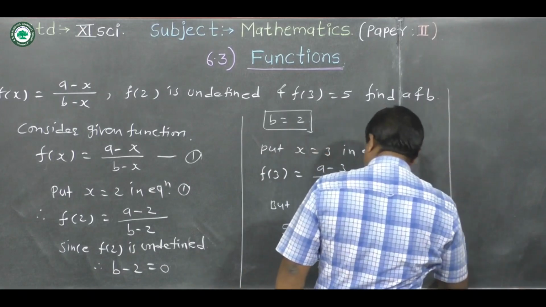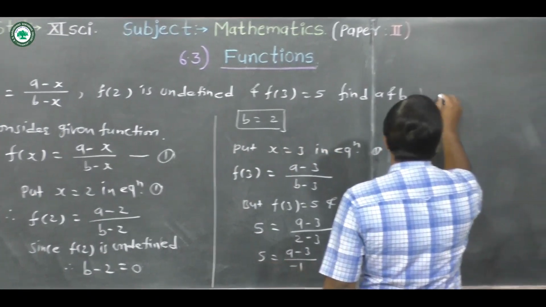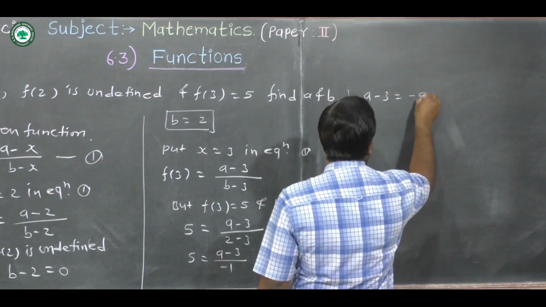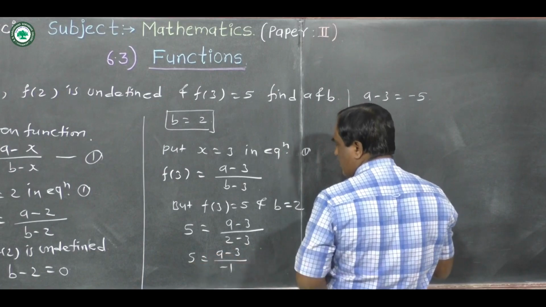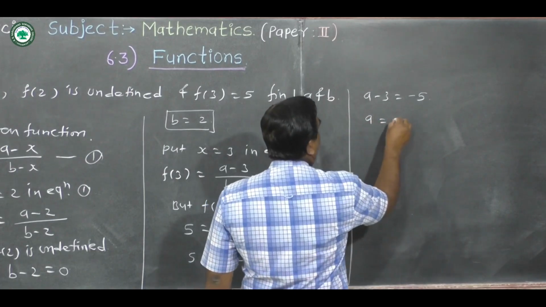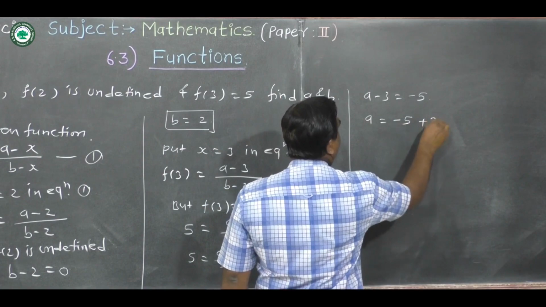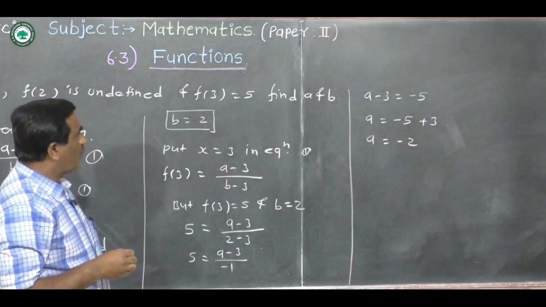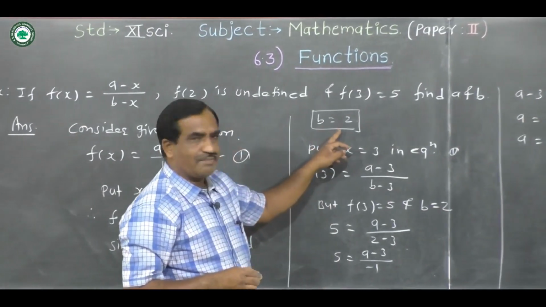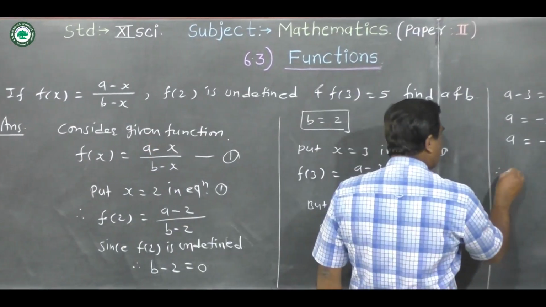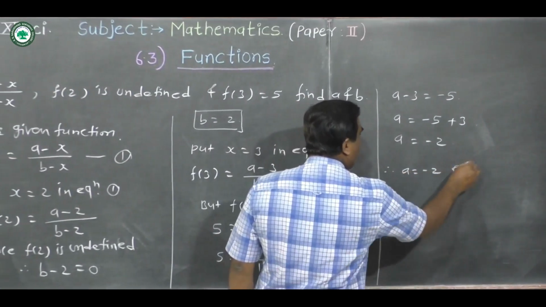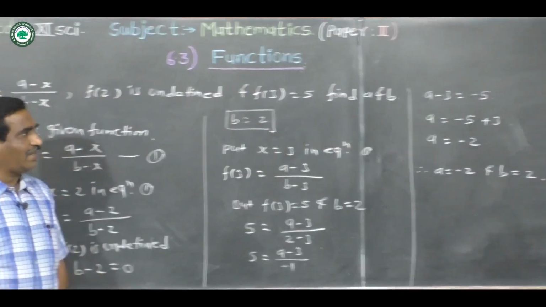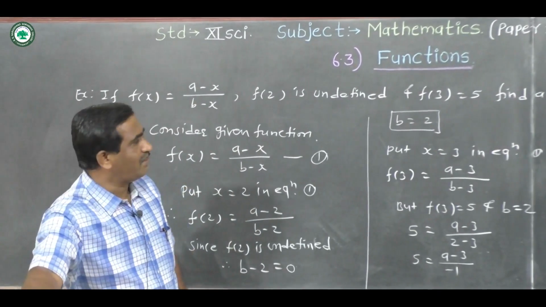That is, a minus 3 is equal to 5 into minus 1, minus 5. That is, we get a is equal to minus 5 plus 3. That is, we get a is equal to minus 2. We get the values of a and b: a is equal to minus 2 and b is equal to plus 2. These are the values of a and b, and this is the answer for this example.